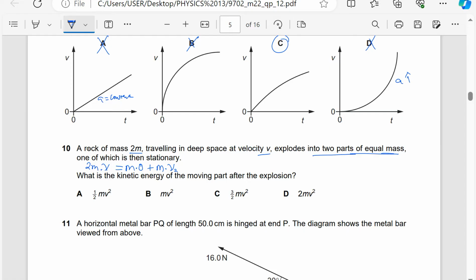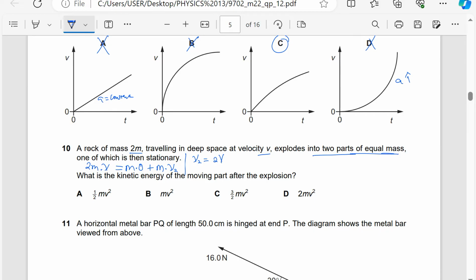So let me find v2. So v2 is going to be equal to 2mv divided by m, which becomes 2v. So the speed of the other one which moves is twice v.